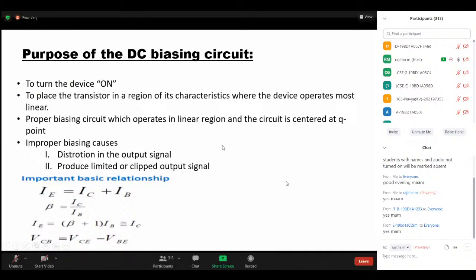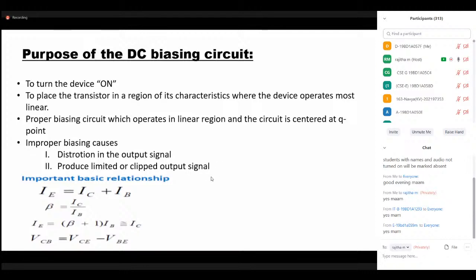Now, this is the purpose of your DC biasing, which is needed in an amplifier circuit. The first one is to turn on your transistor in the on state. The second one is to place the transistor in a region where its characteristics are linear, so your device behaves like a linear one. Your current is increasing in a linear fashion in the active region. Hence, we require the DC biasing.